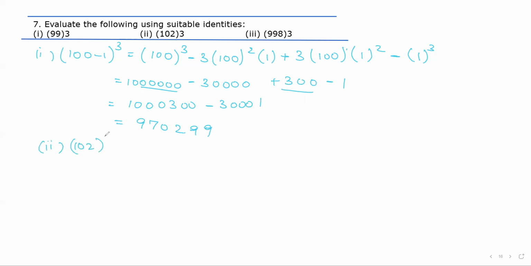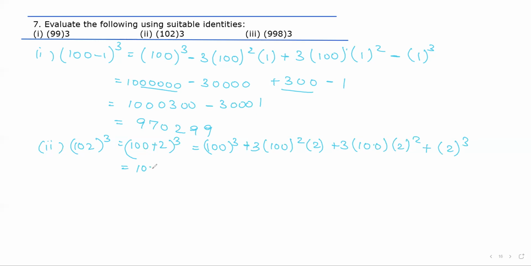102 whole cube will be equal to (100 plus 2) whole cube. This again will be equal to 100 cube plus 3 times 100 square into 2 plus 3 times, sorry, this should be plus because it is 100 plus 2, so there will be a positive sign, 100 into 2 square plus 2 cube.